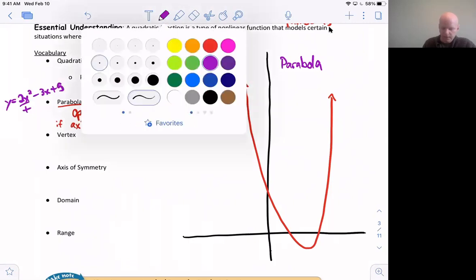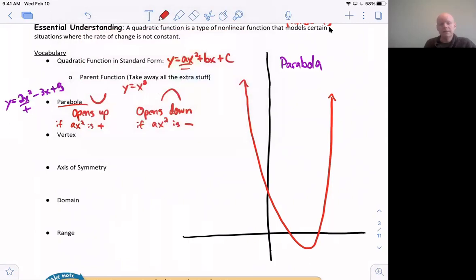Okay. So that's a little bit about the shape of parabolas. Let's identify some parts of parabolas. So the first thing that we're going to identify is this point called the vertex. So the vertex is the point either right at the bottom or right at the top of a parabola. So it's the point at either we call it the maximum or minimum of the parabola. So this is the vertex right here. And it's going to have some kind of a coordinate to it, like x comma y.